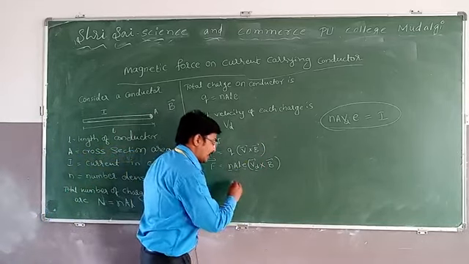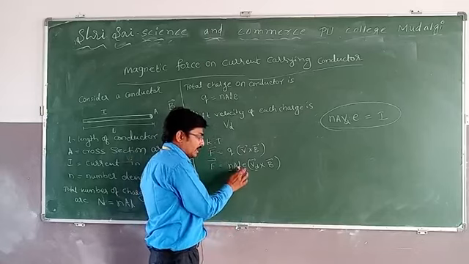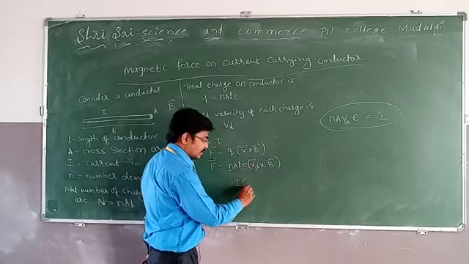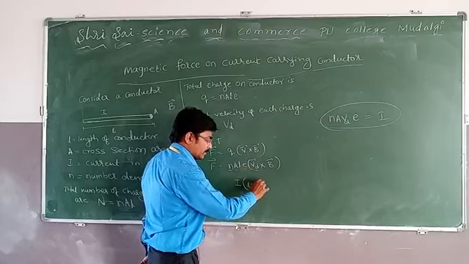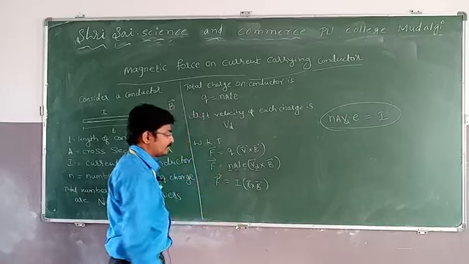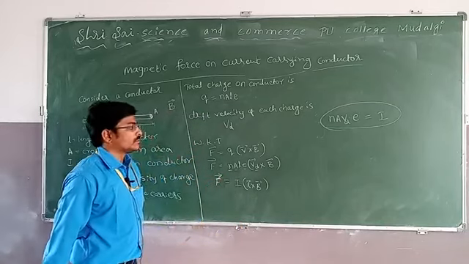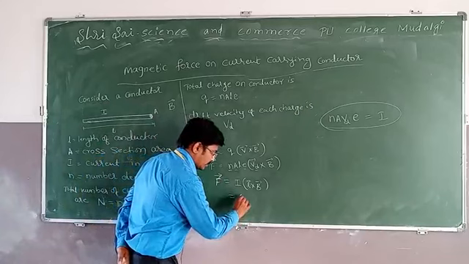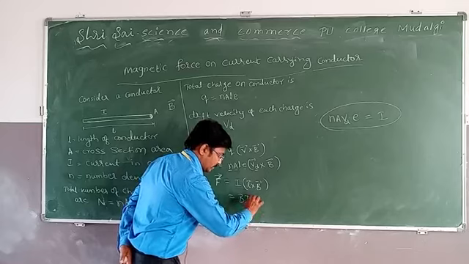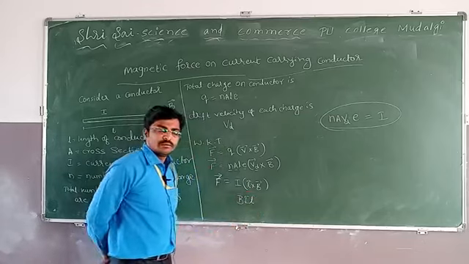Then instead of this, I can write like this: instead of these three, NaEVd, we can write I. Then what is the remaining terms? L into B. That is F. This is the shortcut: BIL, BIL, in shortcut BIL.